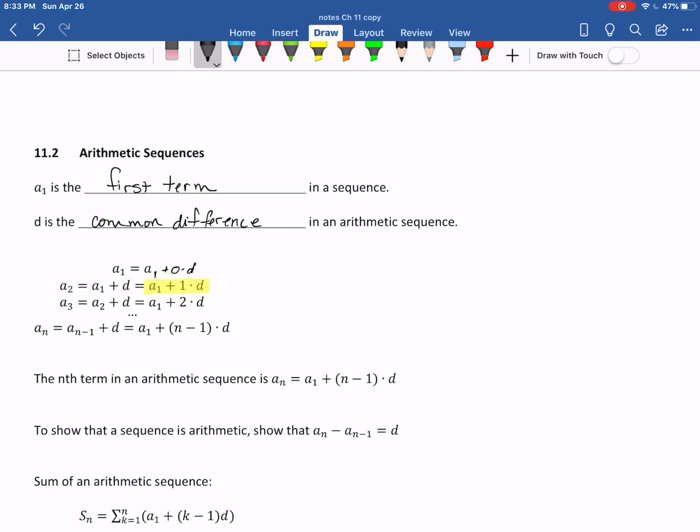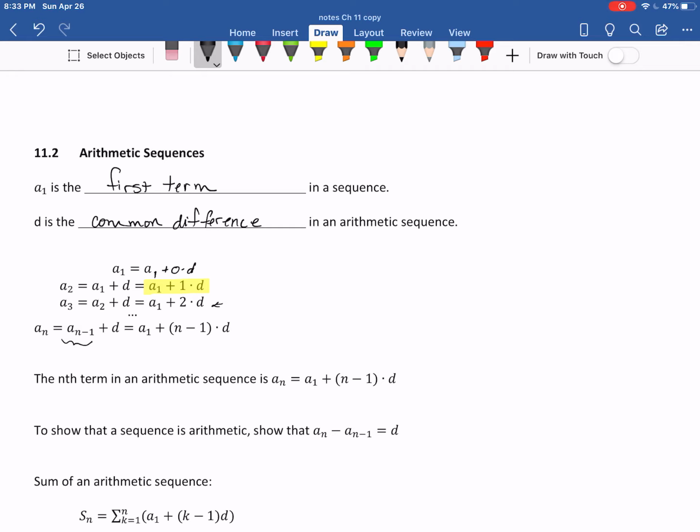And the ending result would tell you that AN is equal to the previous term, so AN minus 1, plus a D again, where AN minus 1 already had a certain number of Ds that you were adding together. So AN minus 1 accumulated n minus 2 Ds if you really want to get specific. So altogether, we have n minus 1 Ds that we're adding to the first term to get to the nth term.